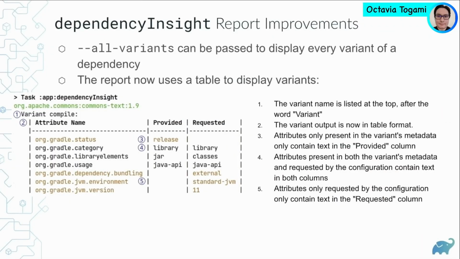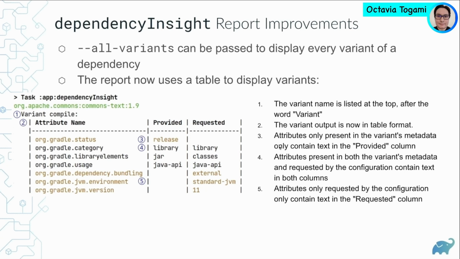For 7.5, I added Dependency Insight report improvements. This is a set of changes to the Dependency Insight task, which allows you to display variants of certain dependency. For this particular change, I added an all variants flag, which you can use to display every variant of a dependency that can be used in dependency resolution.